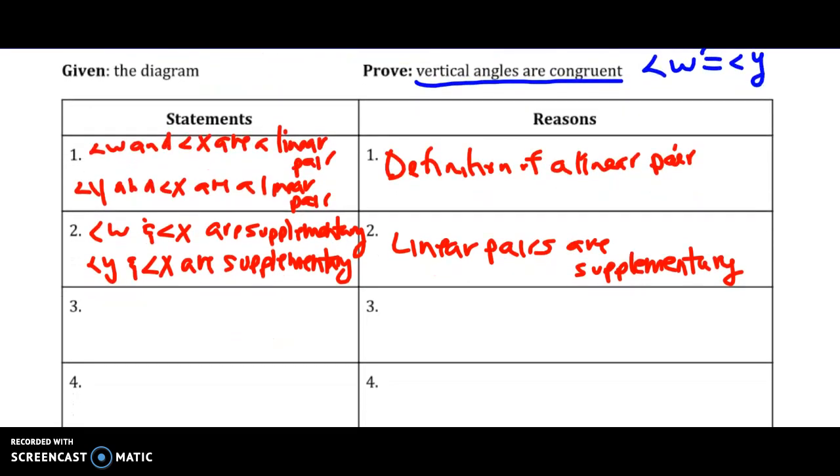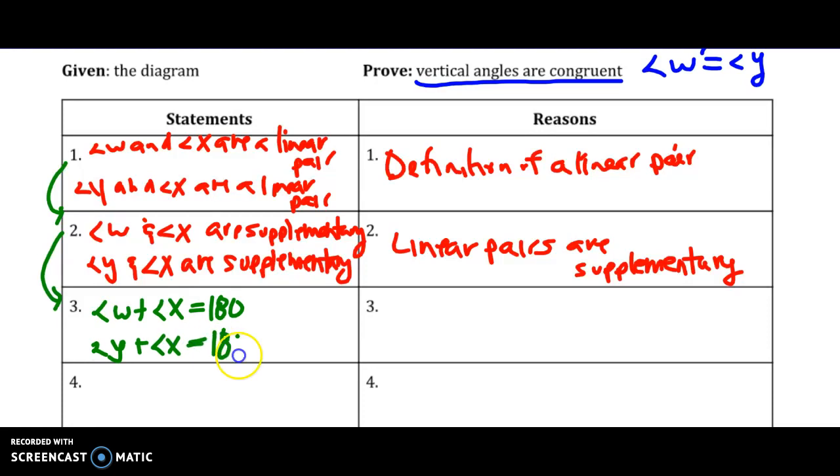So what does supplementary mean? Again, each step is following from the previous step. I know that that means that angle W plus angle X equals 180 degrees. And I know that that means angle Y plus angle X equals 180 degrees. And that is the definition of supplementary angles. Or you can write supplementary angles to have a sum of 180 degrees. That's up to you which one you want to write.